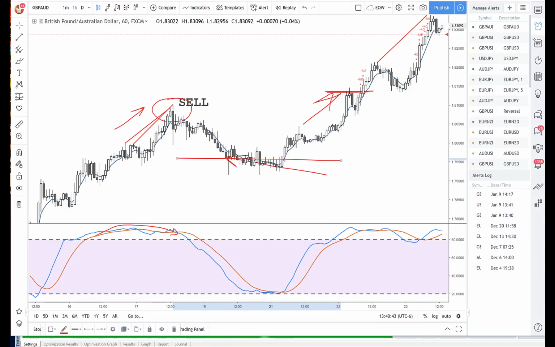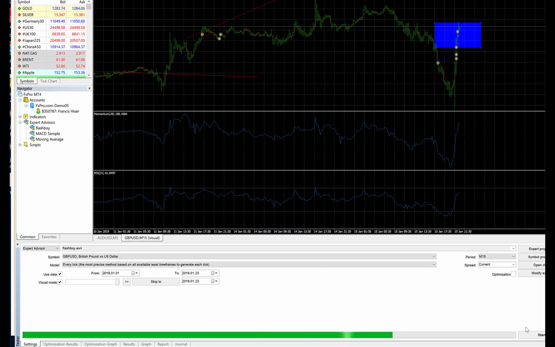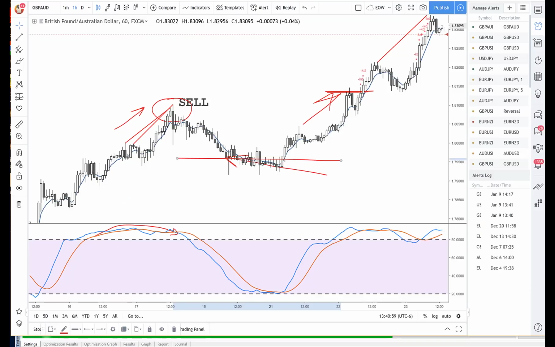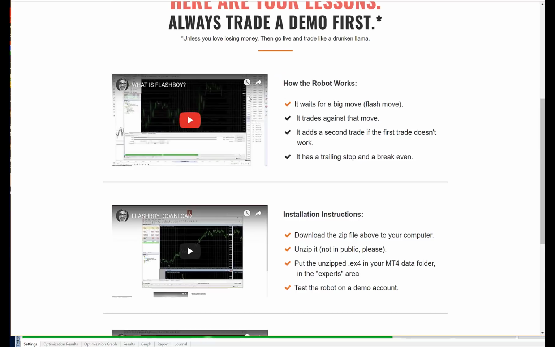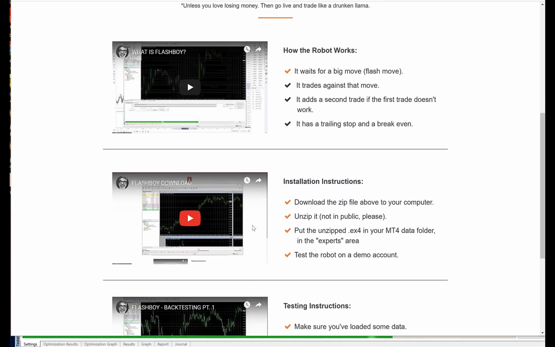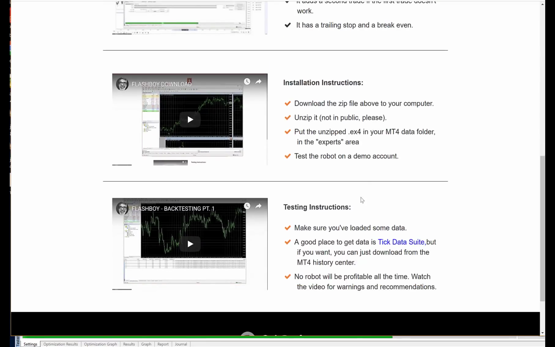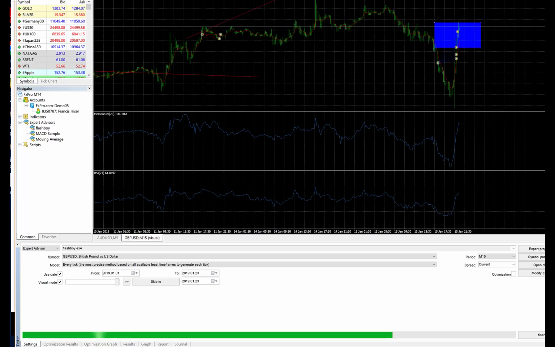Let's take a look at a test. We jump on over here to Metatrader. Now, what I have going on here on Metatrader is I've already installed the robot, I've already got it set up, and I've already got a little bit of data. I provide instructions on how to do all of this on the web pages where the robot is available. So there's 3 videos already up there on how the robot works, which is basically what we just did, then some installation instructions, and then some testing instructions.